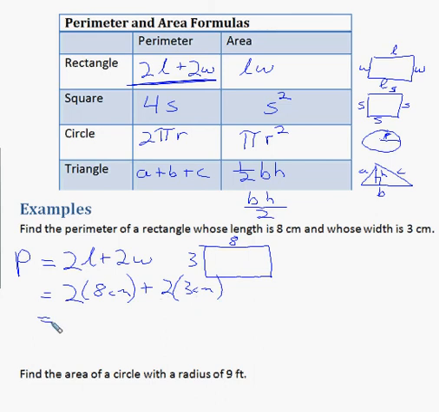And then we do our order of operations. We have to multiply first. So we have 16 centimeters plus 2 times 3 is 6 centimeters. Add those together, we get a total of 22 centimeters for the perimeter.